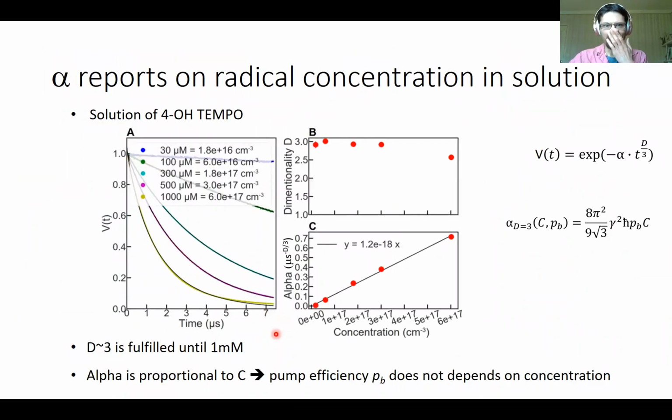So here is the first set of experiments, kind of a test measurement, where we measure free radicals. We have free radicals in solution, and we change the concentration of this radical. It's tempo, 4-hydroxy tempo. And we fit it with the equation, and we extract the dimensionality that fits and the alpha that fits. So the first thing to notice, and it's always good to verify that your theory works, is that D equals 3 pretty consistently, independent of your concentration.